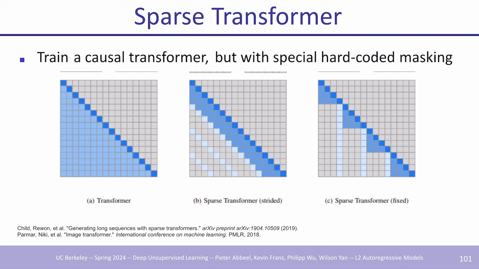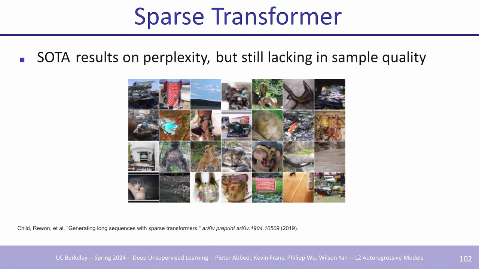But it allows them to at least scale to long sequences. In this case, long is like 10 or 12K. And so yeah, at the time, it was state-of-the-art results in perplexity or loss. And these are the samples. As you can see, they're not very good. Can't really tell what it is. But yeah, that was what it was like back then.